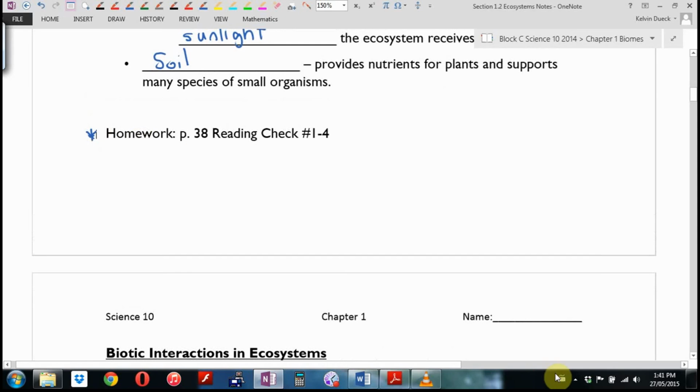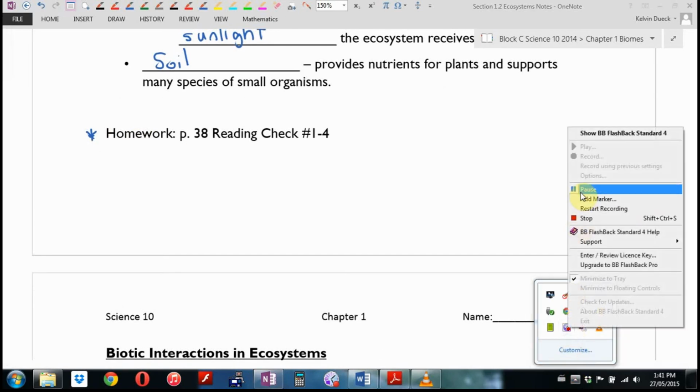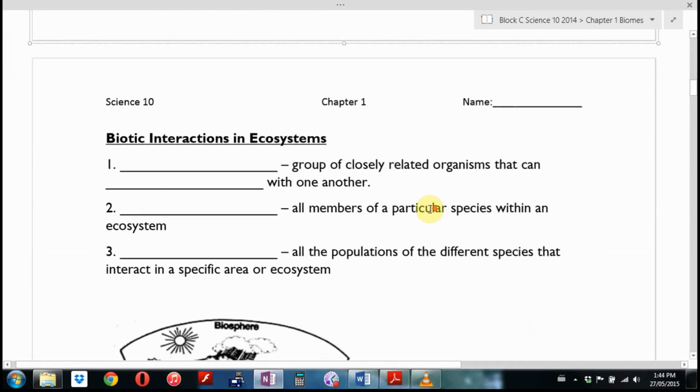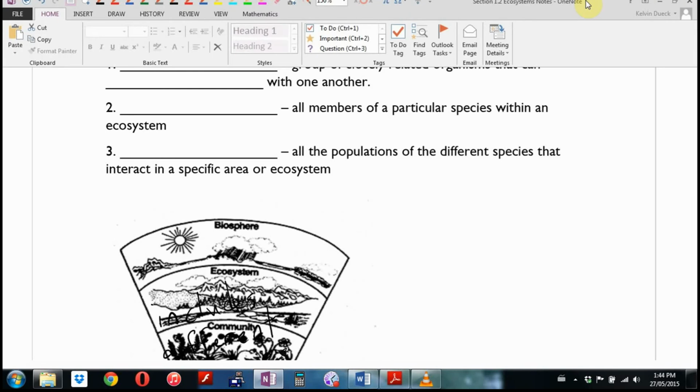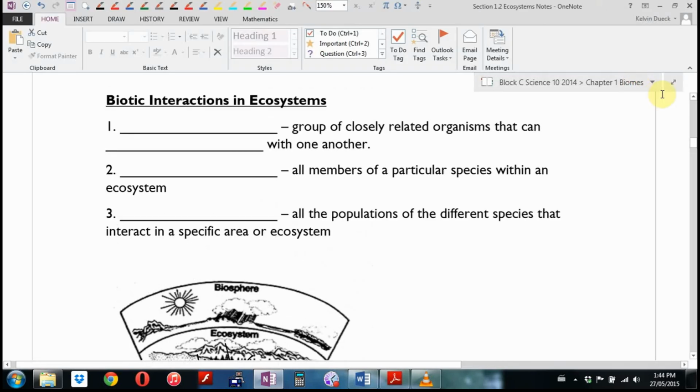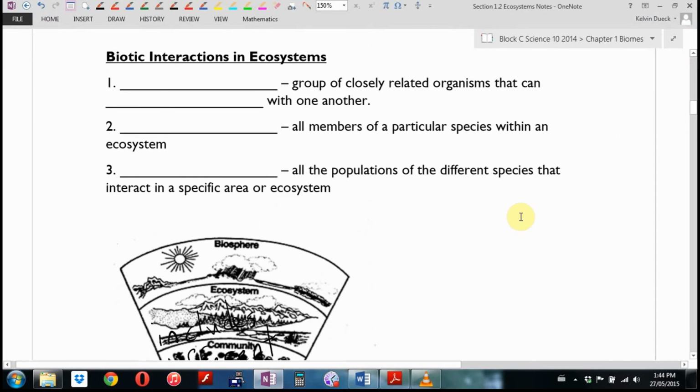Actually, you know what? Put your pencils down. What about some biotic interactions, some living interactions? So here again is going to be some more terminology, and these are going to be some of the terms that you heard in the video that we watched a few minutes ago. So a species is a group of closely related organisms that can reproduce with each other.